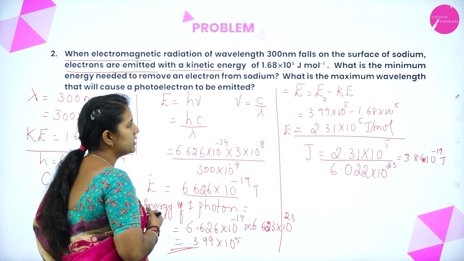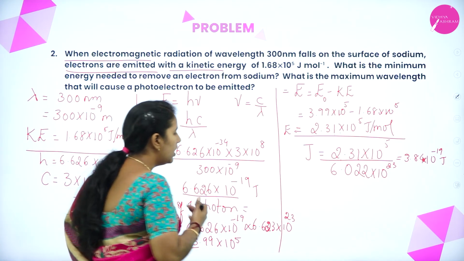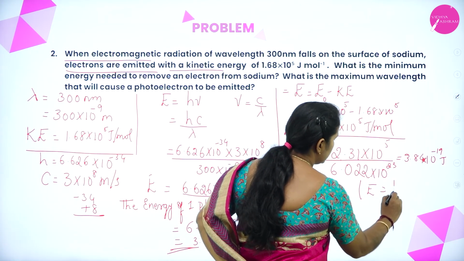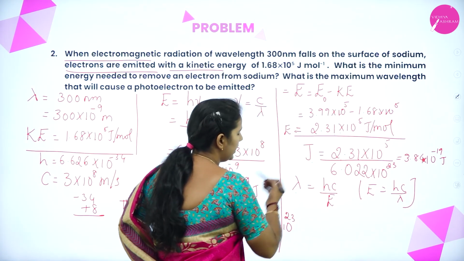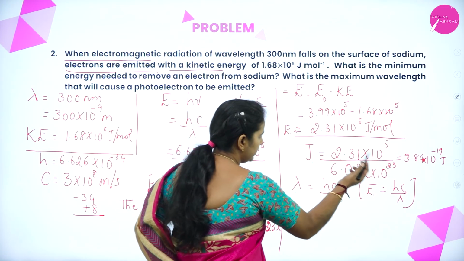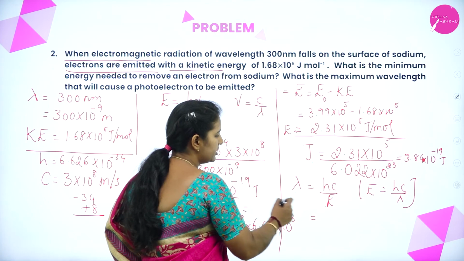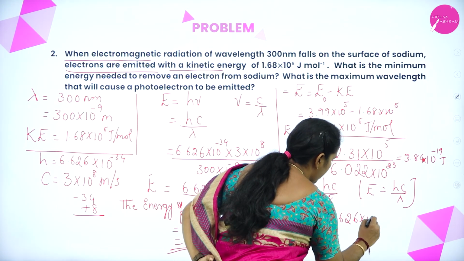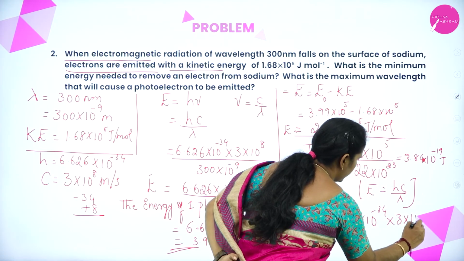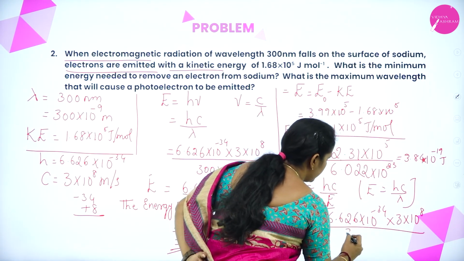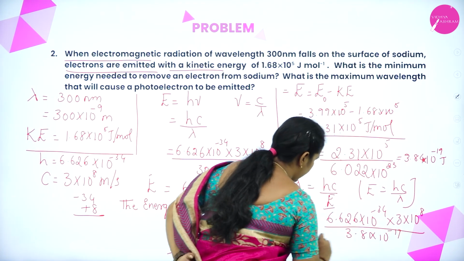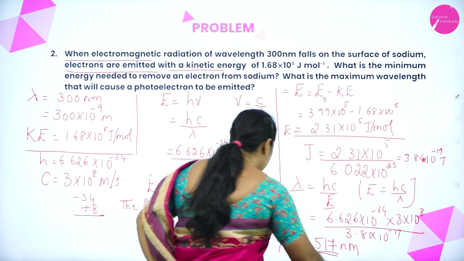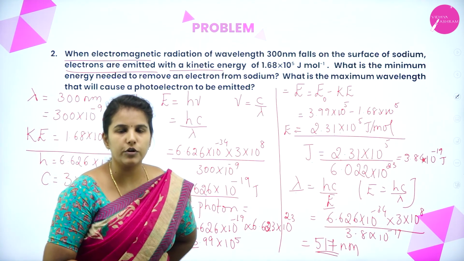After knowing this, next we'll find the maximum wavelength to eject the photoelectron. Lambda is equal to hc divided by E, since we know that E is equal to hc divided by lambda. We need to calculate lambda. So that is 6.626 into 10 power of minus 34 into 3 into 10 power of 8 divided by the energy value 3.8 into 10 power of minus 19. If you solve this, you will get 517 nanometer, and it corresponds to the green light.